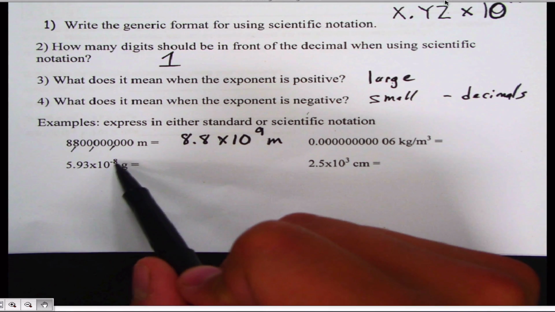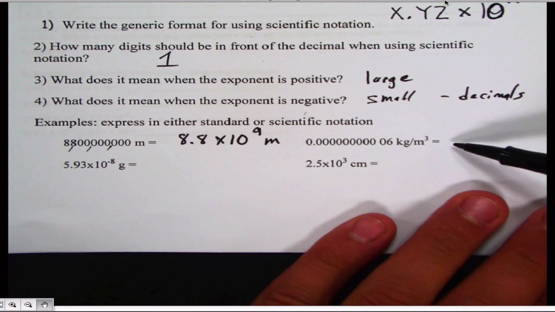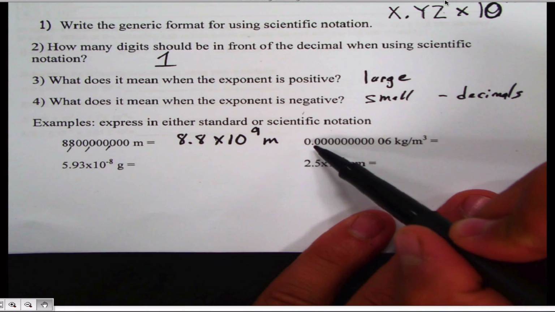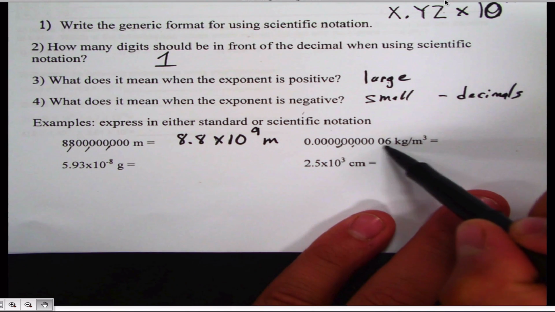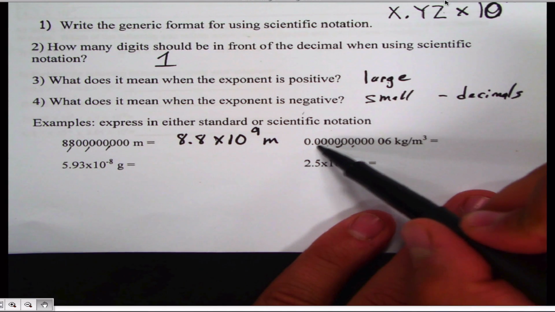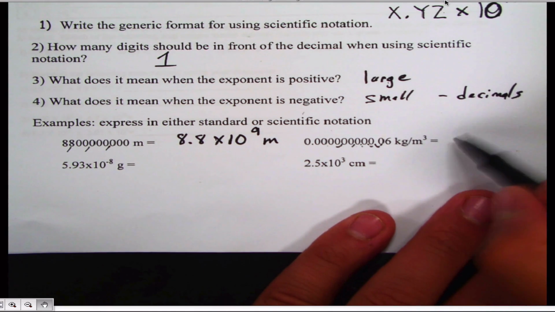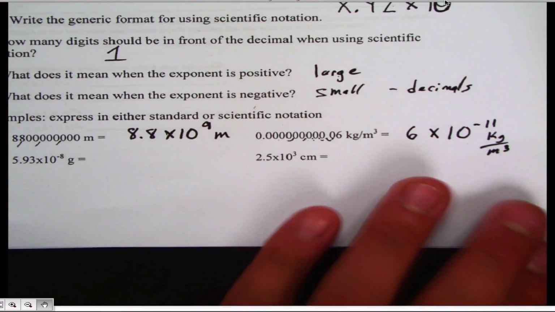9.93 times 10 to the negative 8th. Okay, oops, let's not do that yet. Let's do the other one. So here we have a small decimal number. That means it's going to have a negative exponent. So we go here until we get a significant figure in front of the decimal. So we go 1, 2, 3, 4, 5, 6, 7, 8, 9, 10, 11. Really? 1, 2, 3, 4, 5, 6, 7, 8, 9, 10, 11. I didn't believe it myself. So it's going to be 6 times 10 to the negative 11th kilograms per meter cubed. Oops, sorry about that, to the negative 11th.